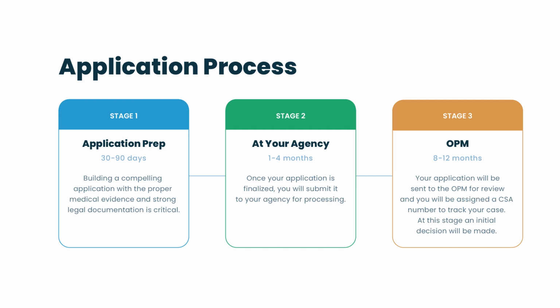Once it is at your employing agency, they are reviewing the application for completion, making sure their portion of the documentation is completed, and they will complete the application and forward it to OPM for a decision. Once at OPM, your application will be assigned a CSA number to track your case and then be assigned to a medical specialist for a decision to be made. The medical specialist will review the application in full and may send out a request for additional documentation, especially if they want more recent records or need anything additional from your agency to make their decision.